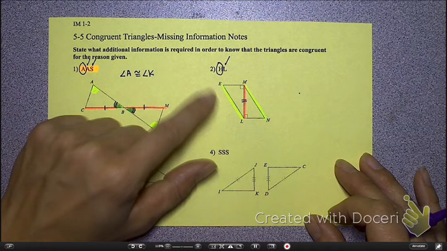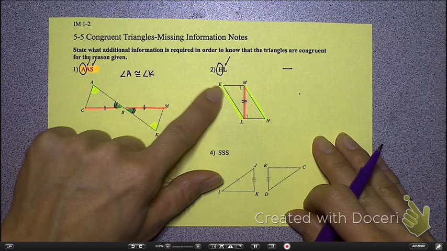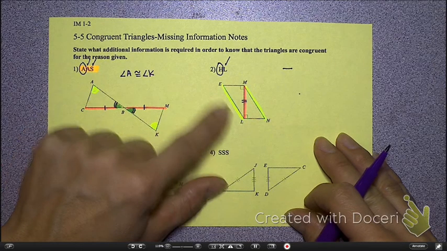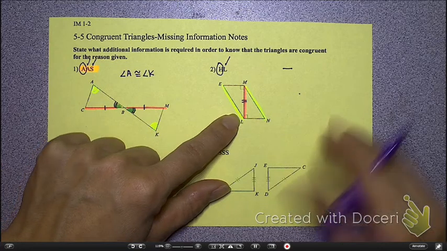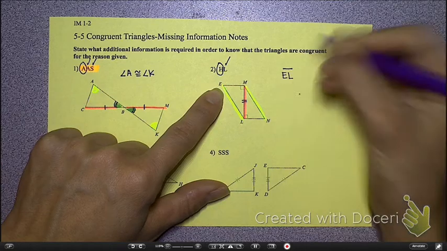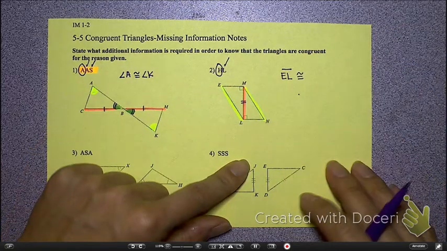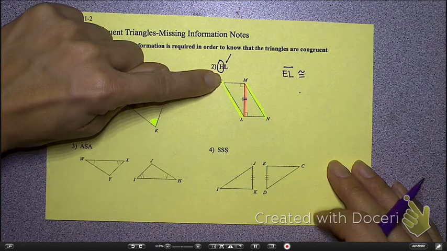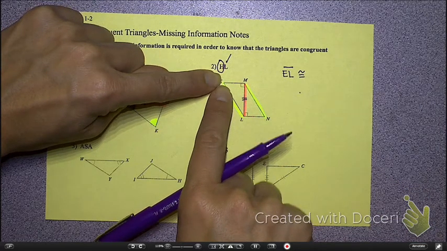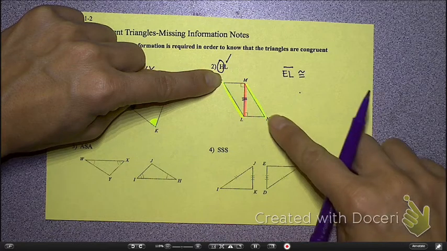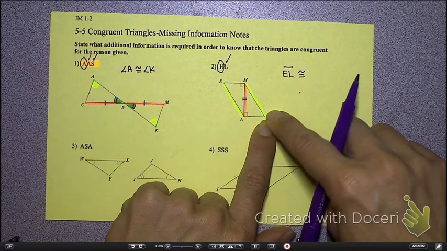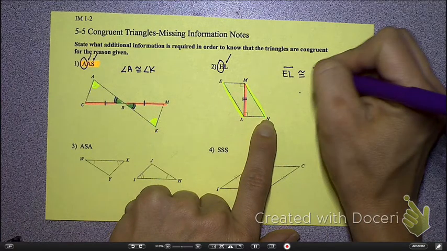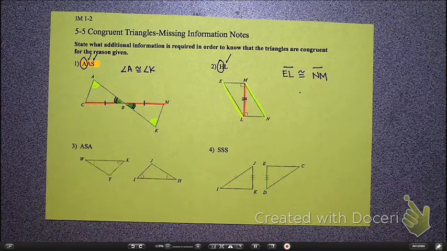So my missing information is going to be a segment. What do you guys want to call this segment over here? You want to call it EL or LE? EL, okay? So, segment EL. If I call that one EL, what do I have to call the other one? Okay, look at where E is. E is where the yellow is starting, and it's going in the direction to the pink. So over here, where is the yellow starting? And going in the direction of pink would be M. So segment NM. Okay? So that's my missing piece of information, that the two hypotenuses should be congruent.